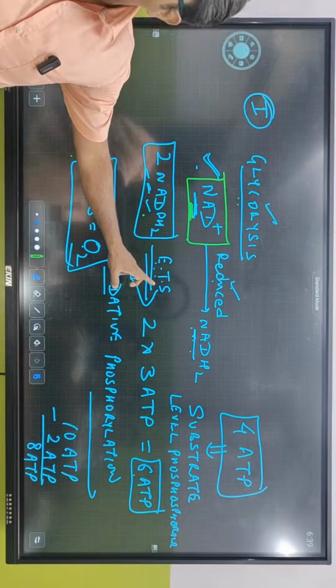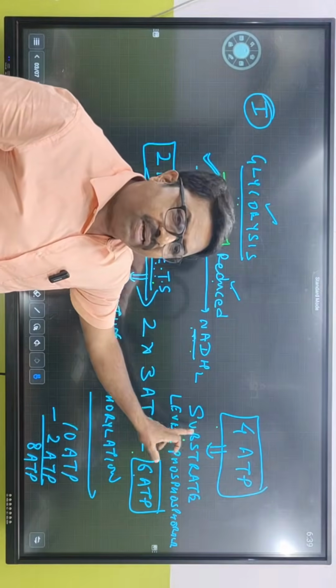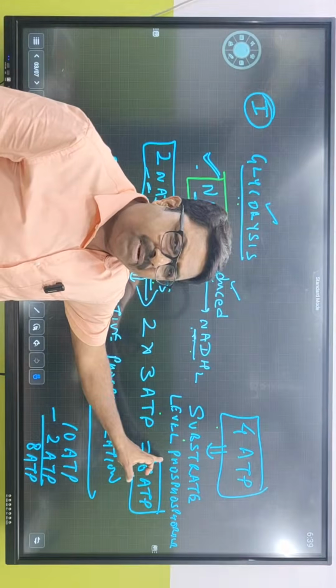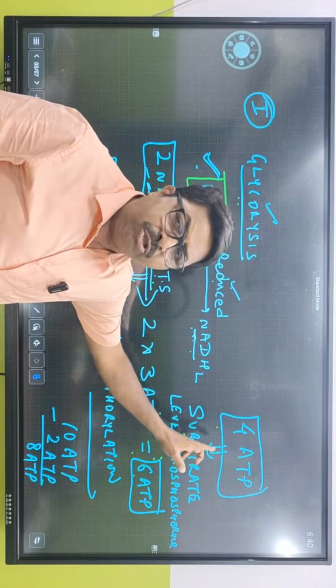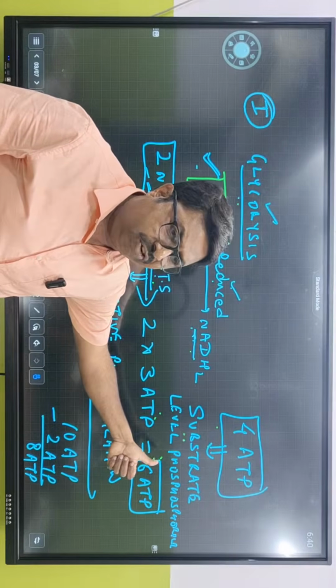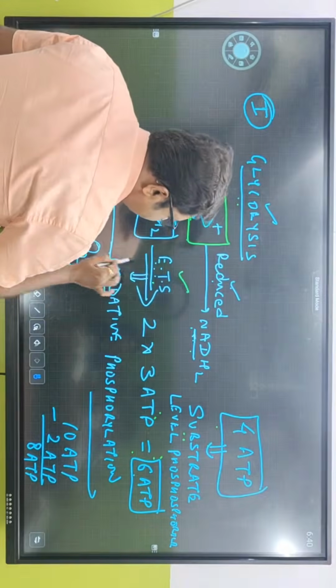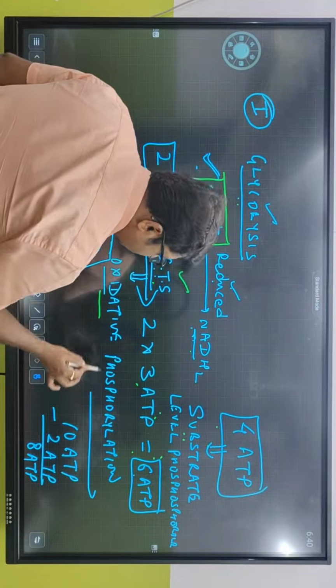And when it goes inside ETS, it gives rise to 6 ATP, and 4 ATP we get directly by substrate level phosphorylation. If we get ATP directly with that process, it is called substrate level phosphorylation. Any issues with this? And then if it goes inside ETS and gives rise to ATP, we call it oxidative phosphorylation.